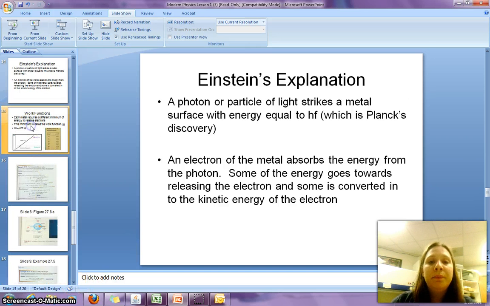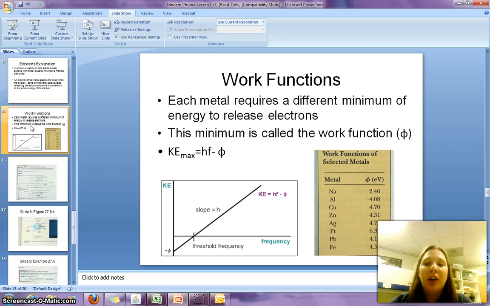Okay, so every single metal is a little bit different. If you look at this table here, you can see that there's a list of a bunch of different metals, which is why there's more than one metal in the simulation. Each metal requires a different minimum energy to release those electrons, which is related to the frequency. We just found, looking at the simulation, that there was such a thing as that cutoff frequency.